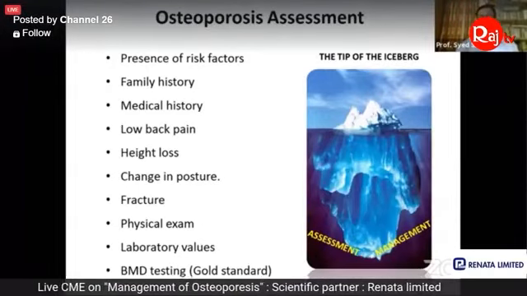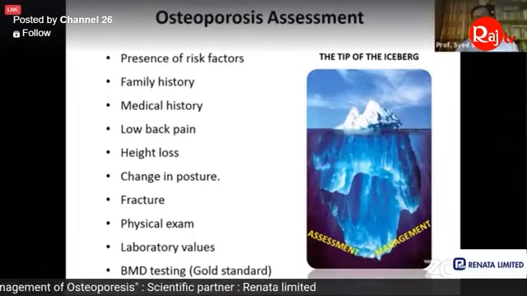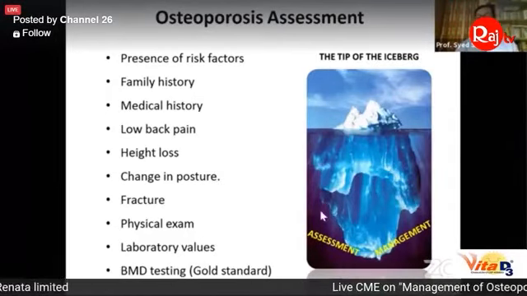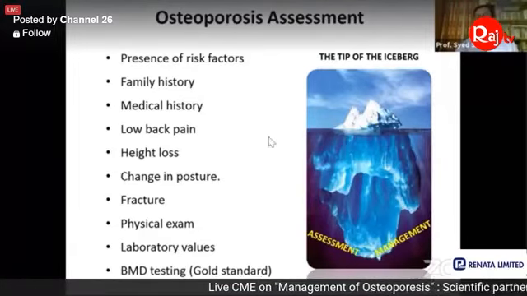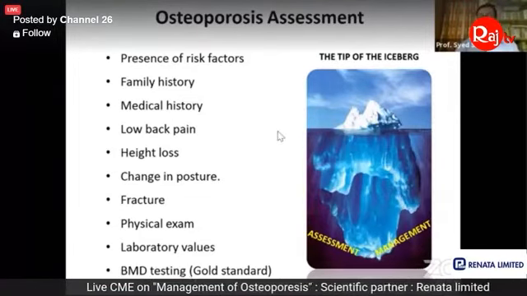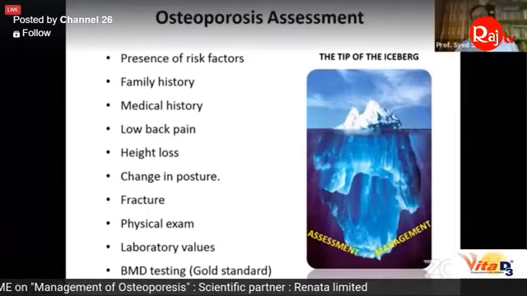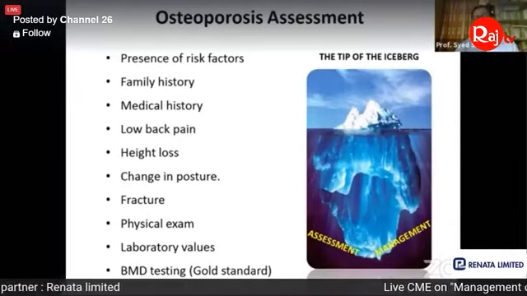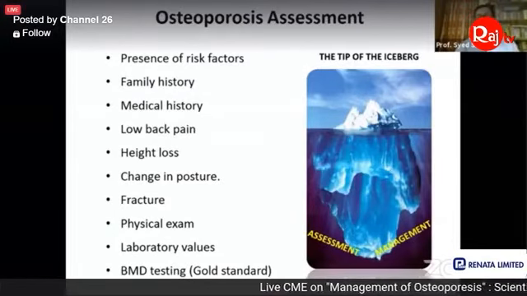Because it does not produce any symptoms, we can see only the tip of the iceberg, but the maximum portion remains obscured. We cannot see it, and the patient cannot present and has no history of any symptom. For these reasons, most of the osteoporotic patients are usually not identified in our society.